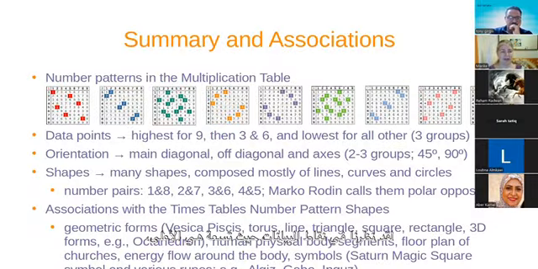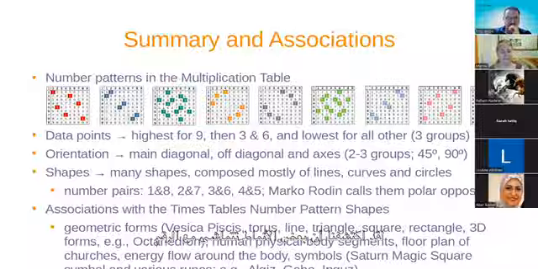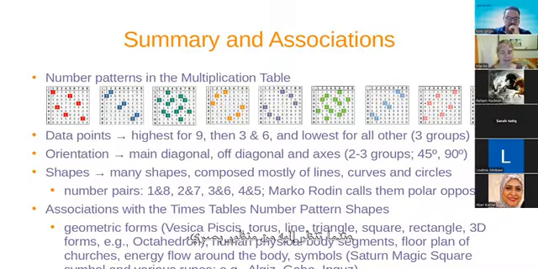We have looked at the data points, where 9 is the highest, 3 and 5 follow, and then the lowest are all other number patterns. We obtained 3 groups. Through orientation, we have discovered that some patterns align along the main diagonal, some align along the off diagonal, and only pattern 9 can be seen to align with the axis, when you look at it from a visual perspective.